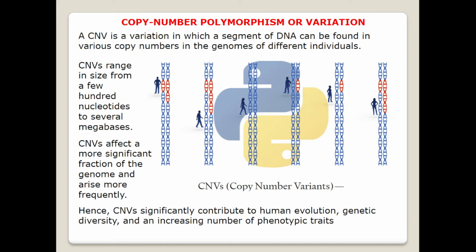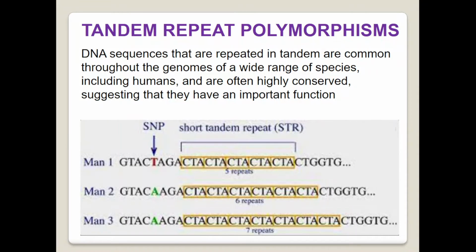And in these pictures, you can also see that different people can have different repeats, different positions. What does tandem repeat polymorphism mean? On this slide, we will speak about short tandem repeats. Short. 3 nucleotides in the right part of our picture repeat in man 1 5 times, in man 2 6 times, in man 3 7 times.